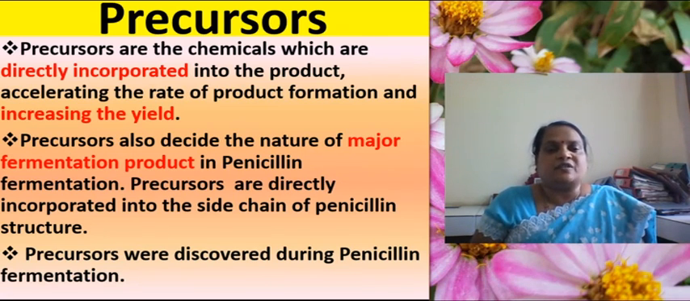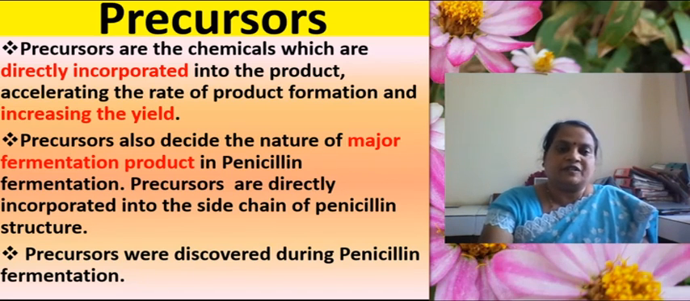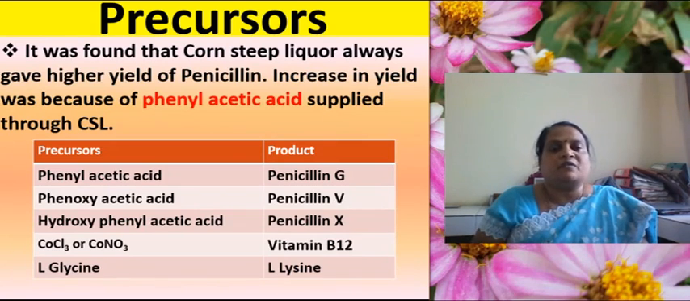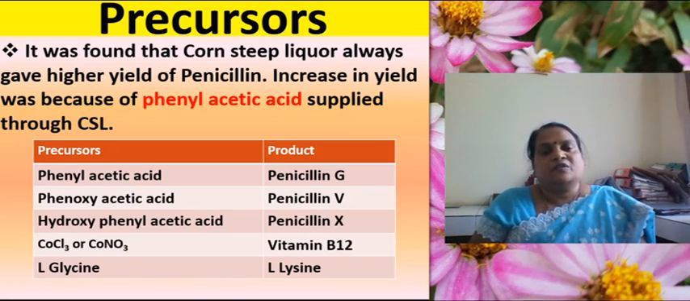Precursors also decide the nature of the major fermentation product. In penicillin fermentation, precursors are directly incorporated into the side chain of the penicillin structure. Precursors were discovered during penicillin fermentation. It was found that whenever corn steep liquor was added into the medium used for penicillin fermentation, there was an increase in yield. This increase in yield was because of phenyl acetic acid supplied through corn steep liquor, and later on phenyl acetic acid was used as a precursor for penicillin fermentation.